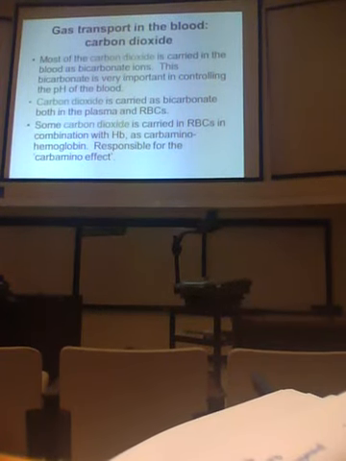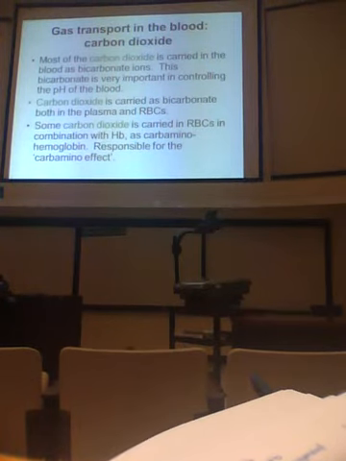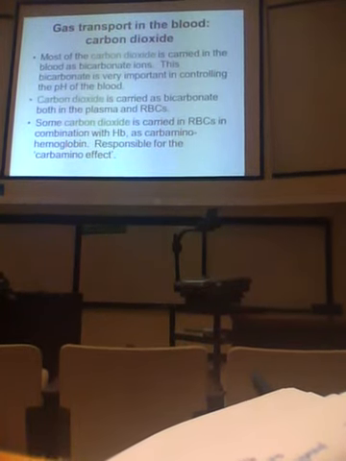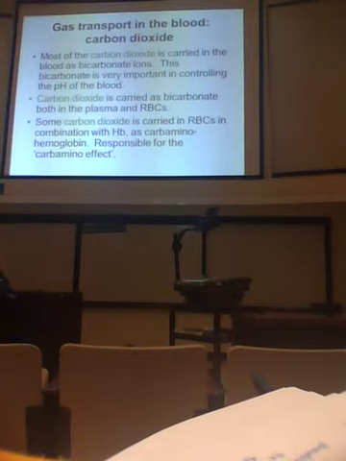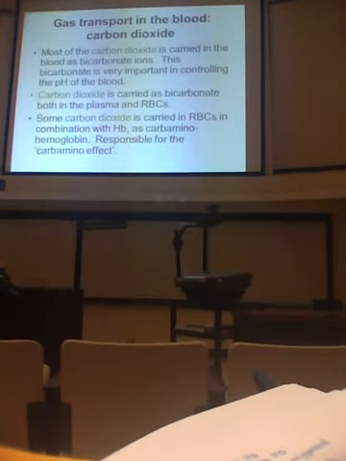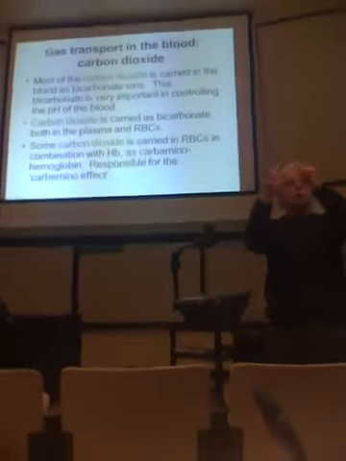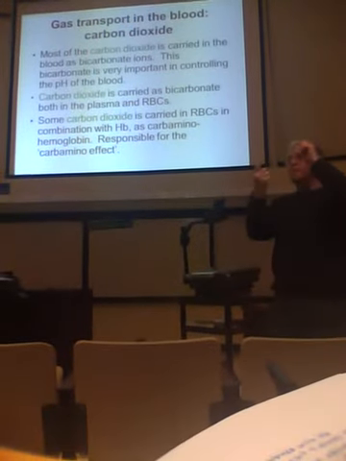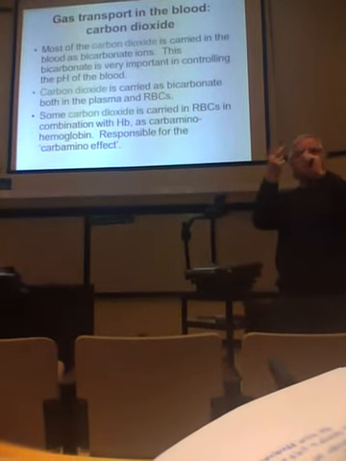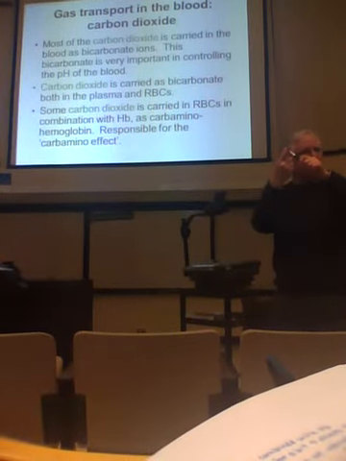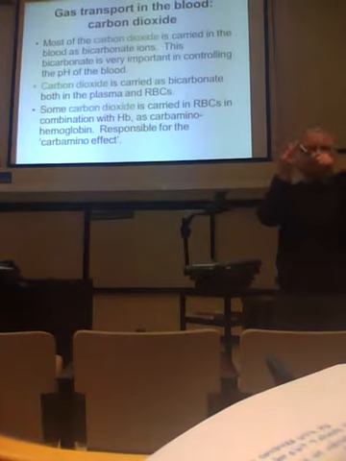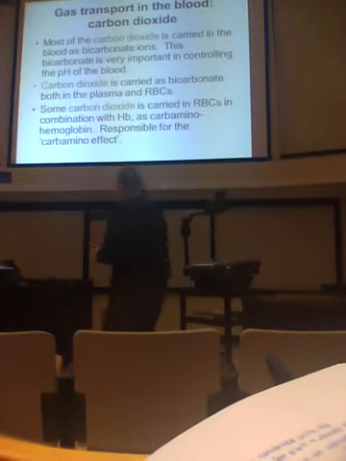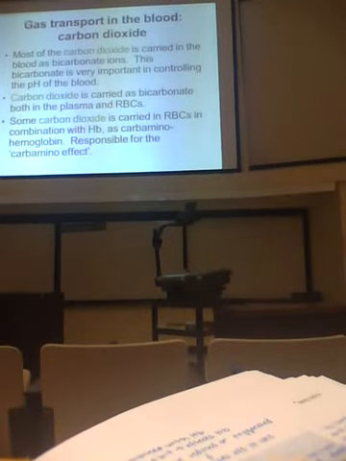Some carbon dioxide is carried in the RBCs in combination with hemoglobin. That's what I just said, yeah. As a compound called carbaminohemoglobin. And it's responsible for an effect, which I think we're going to talk about next time. I don't think we'll get onto it today, called the carbamino effect. So oxygen in 2 places, in the plasma and on the hemoglobin. Carbon dioxide in 3 places: in the plasma as bicarbonate, in the red blood cells as bicarbonate, and in the red blood cells as carbaminohemoglobin. Okay? 3 places.